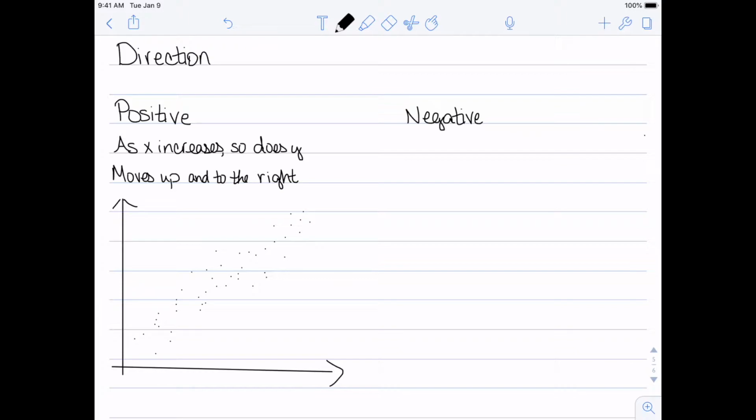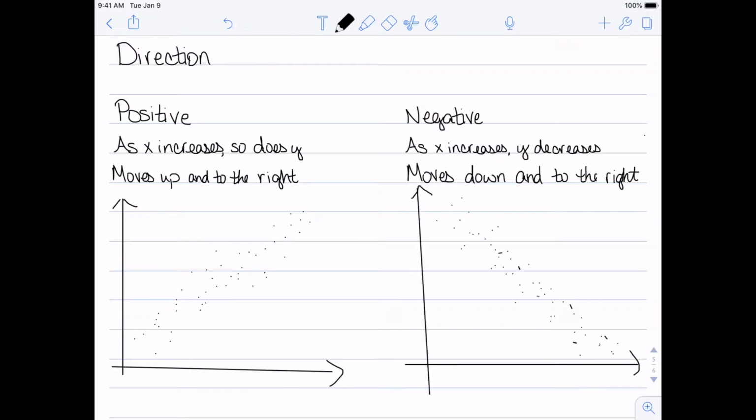Now let's look at the negative side. The first thing is x increases, y decreases, so we have this opposite relationship going on. Another thing is it moves down and to the right, so as we read left to right, our graph moves down. And here's a rough sketch of a scatter plot that has a negative direction. As you can see, as we move left to right, the graph moves down and to the right.